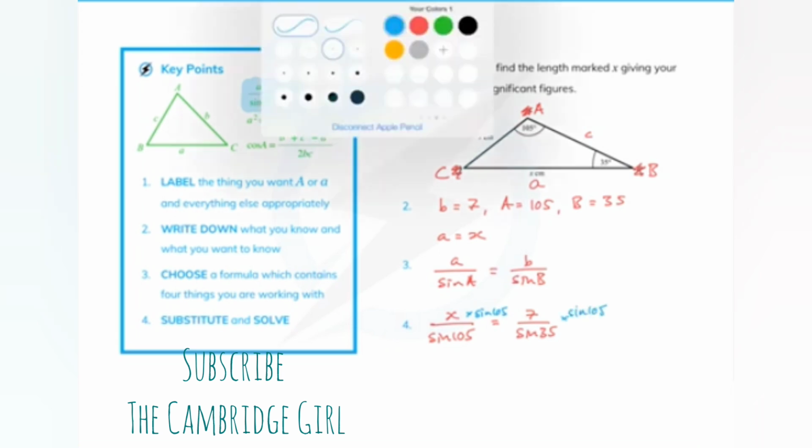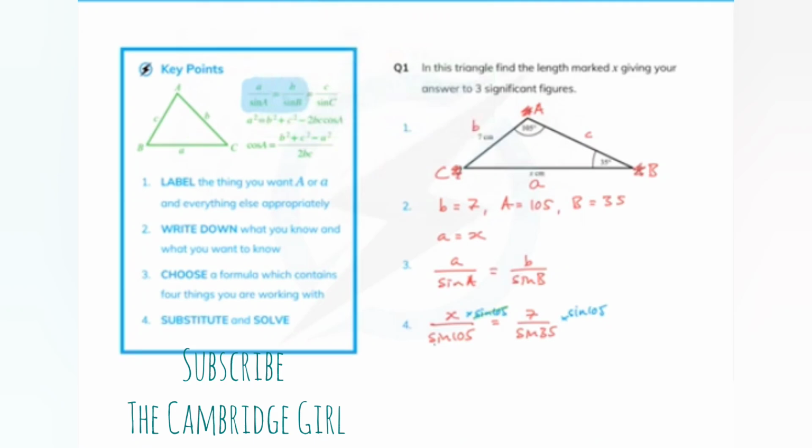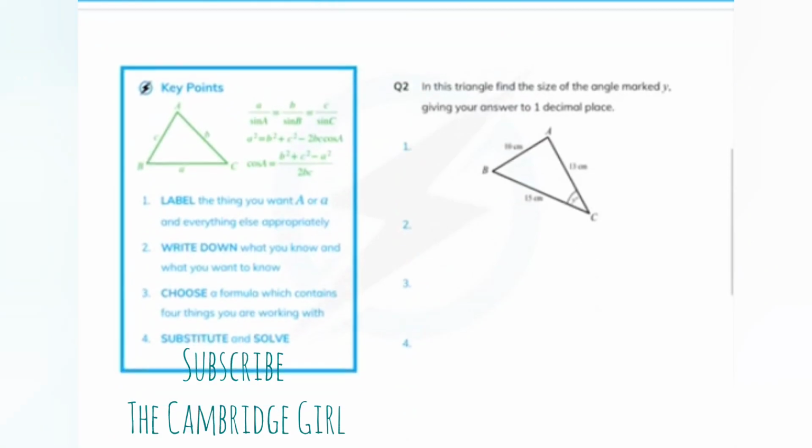On the left, those sines are going to cancel to leave the x on its own, and I'm just going to rewrite this. I get x equals 7 sine 105 over sine 35. Notice I haven't done any working out yet. I'm going to leave it all to the end and stick that into my calculator. And if I do that, I get 11.8 centimetres. And I've been asked for it to 3 significant figures, so that's what I've done. Okay, let's have a look at another question.